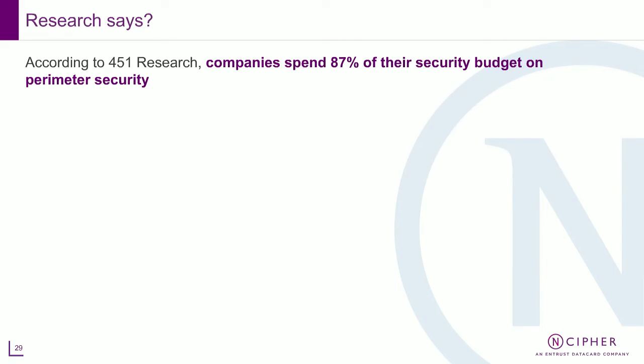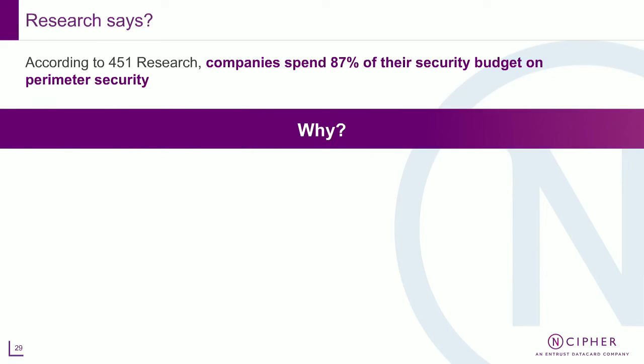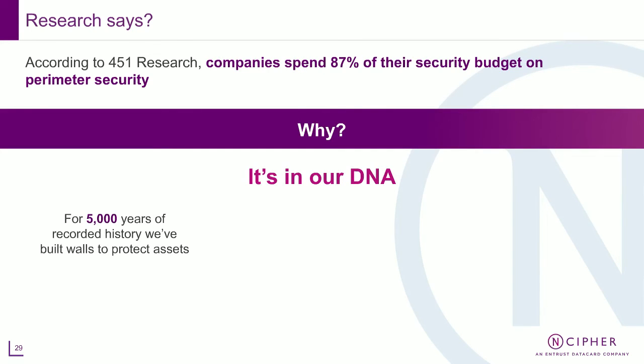If you go to ZDNet right now and look up an article about the top security breaches of 2019, you'll find that they're listing about 74 security breaches in 2019. And I did the count. I went through that and found that 92% of the security breaches in 2019 were perimeter breaches. So why are they still relying on the perimeters? It just fascinates me that companies are still relying on the perimeters. And I think the main reason is it's in our DNA. We have been, for 5,000 years of recorded history, building walls to protect our assets.